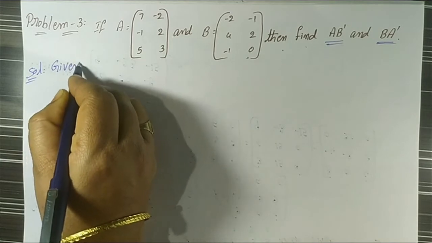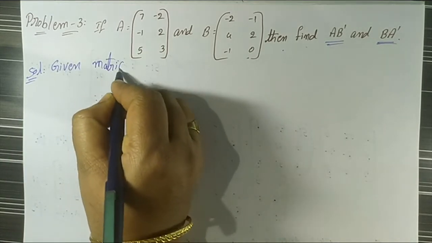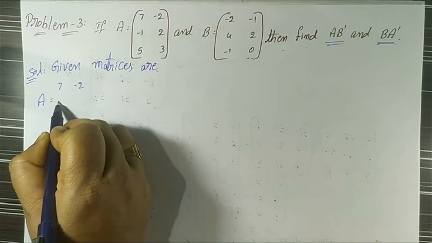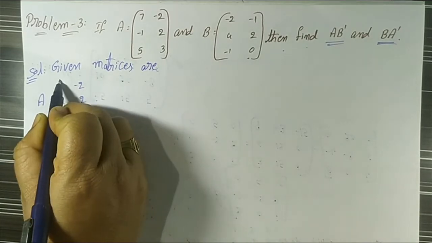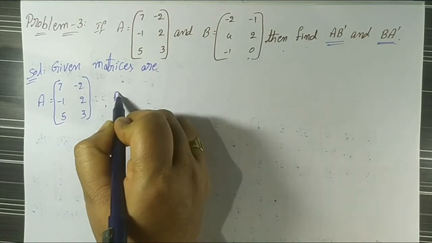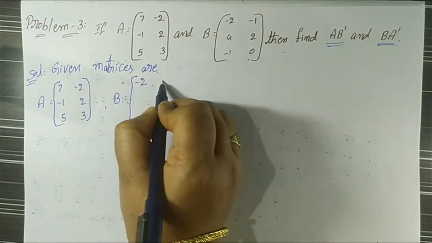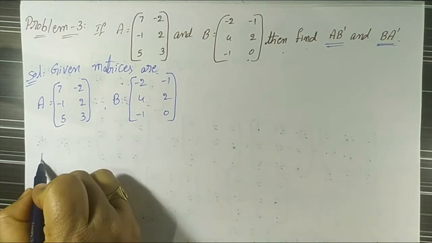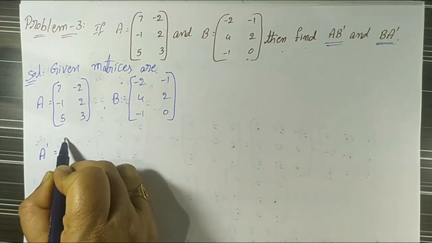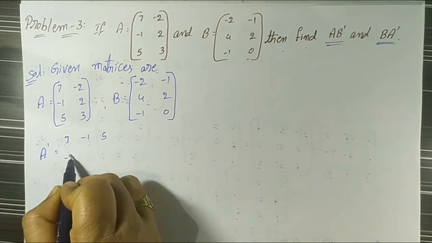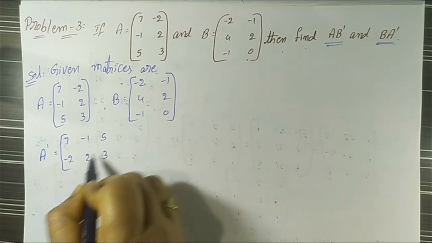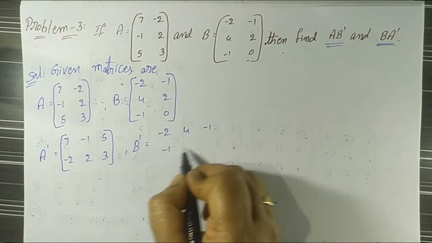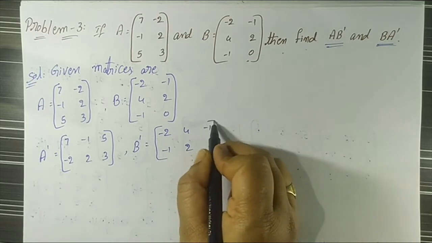Given matrices are A equal to [7 -2 -1; 2 5 3]. Matrix B equal to [-2 -1 4; 2 -1 0]. This is matrix B. Next, A dash equal to [7 2; -2 5; -1 3]. This is A dash value. Similarly, B dash equal to [-2 2; -1 -1; 4 0]. This is B dash value.